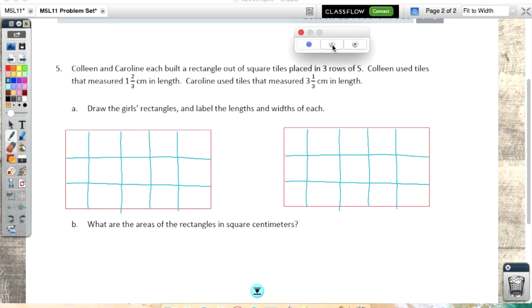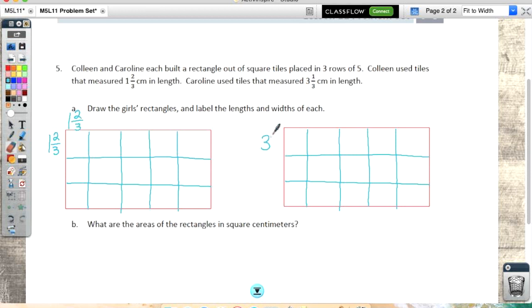Okay, so now we're going to figure out the size of each one of these boxes or tiles. So Colleen used some small tiles. They were 1 2/3 by 1 2/3. So we got to figure out the answer to that problem, and we'll do it down here in a minute, okay? And Caroline used tiles that measured 3 1/3 by 3 1/3. So those are a little bigger, aren't they? Okay, go ahead and label. It says, draw the girls' rectangles and label the lengths and widths of each. Okay, we got that? Yeah.